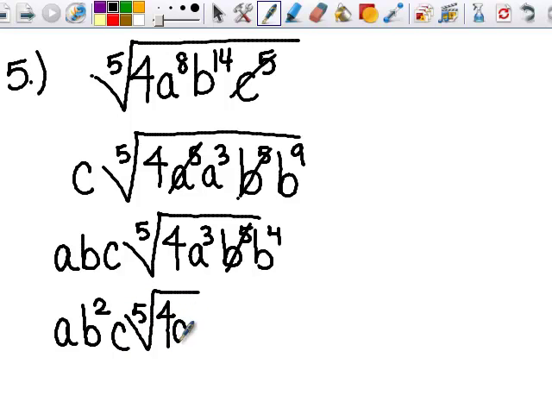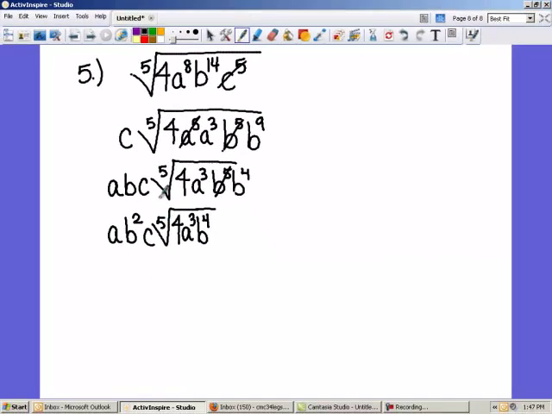So now we only have the a to the 3rd and the b to the 4th. You can always check your answer too, because if these exponents here are smaller than 5, you know you can't really go any farther. If they're bigger than 5, you know you can keep going. And so here is your final answer.